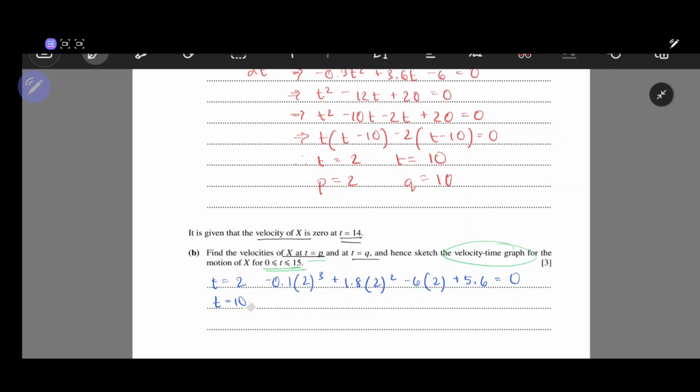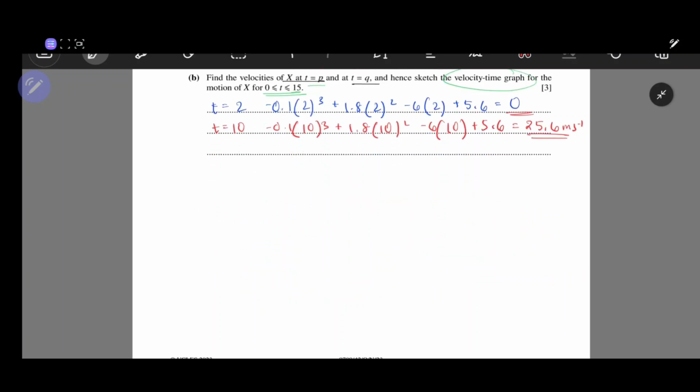So t equals 10, or let's use a different color for that. t equals 10. So again, the same equation, just a different value. Plus 1.8 times 10 squared minus 6 times 10 plus 5.6. So if we just replace the value in the equation, we get 25.6 meters per second. So 0 and 25.6. We've already found the velocities.